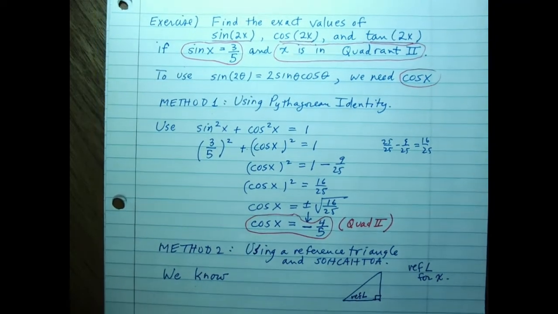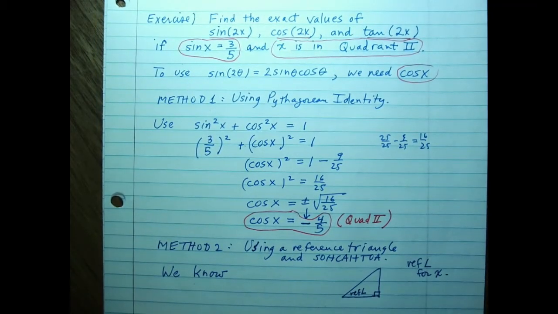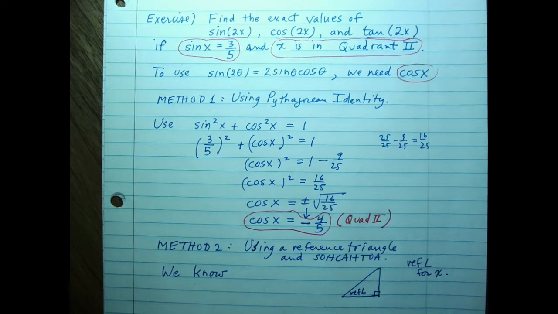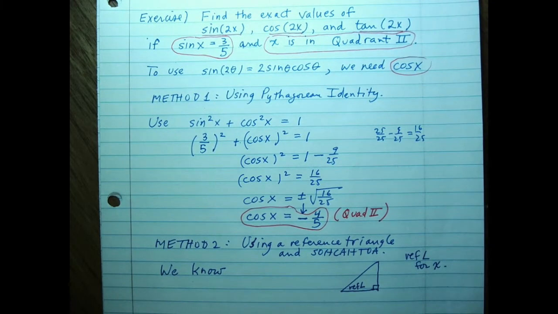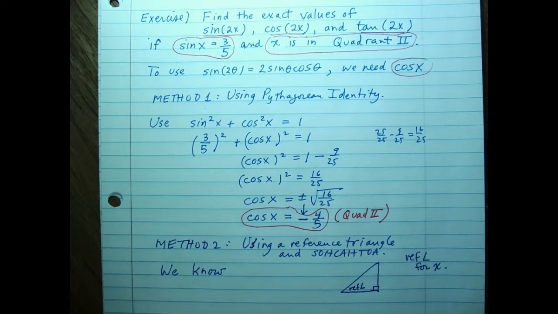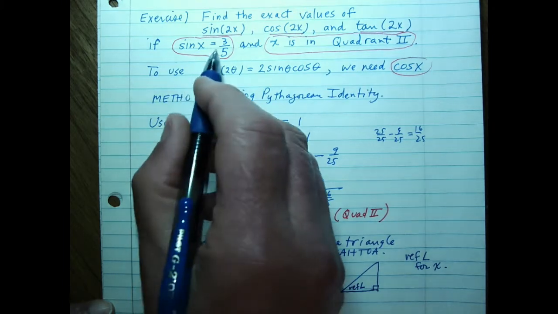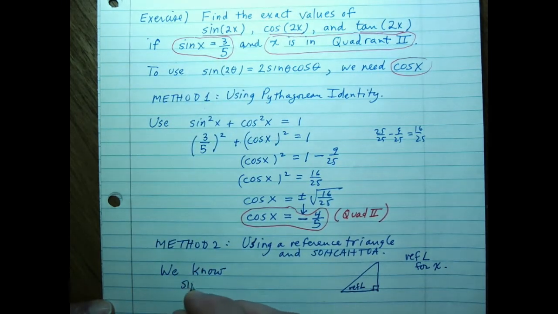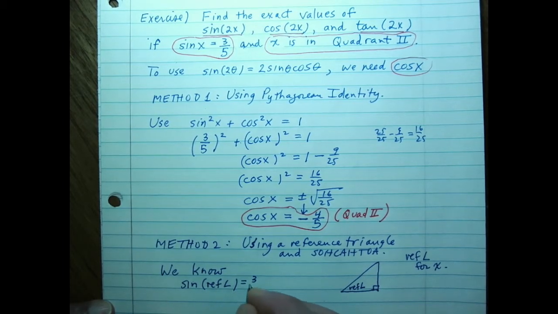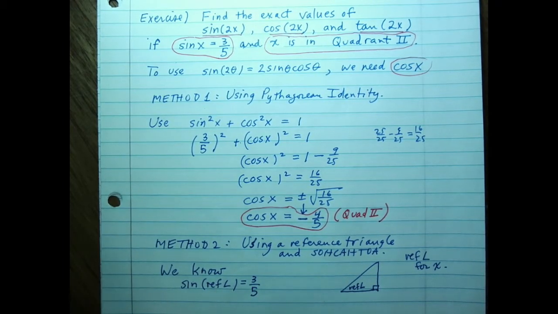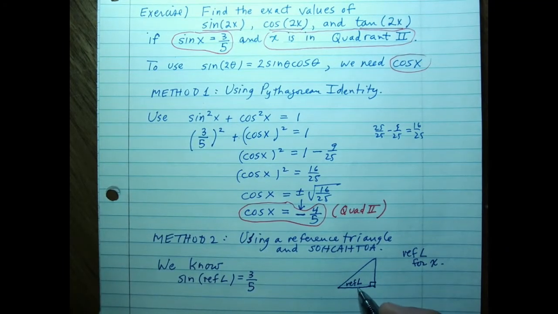X's sine and cosine in different situations could possibly be negative, but it'll either be equal to the reference angle value or minus the reference angle value. So, all right, we know sine of x is 3/5, so sine of the reference angle is also 3/5. And I can label this triangle now using SOHCAHTOA.